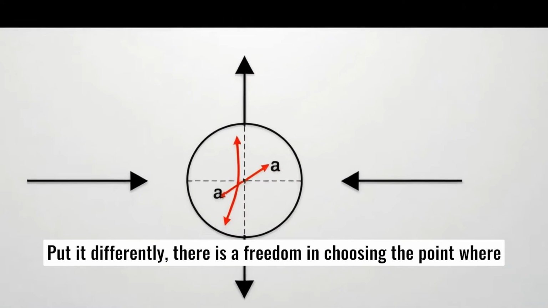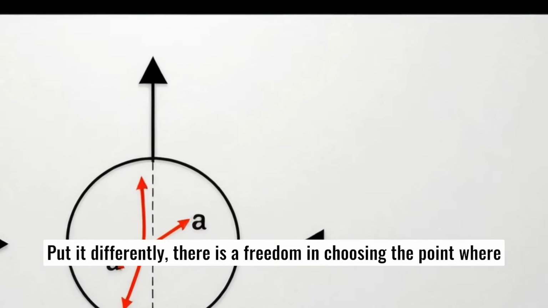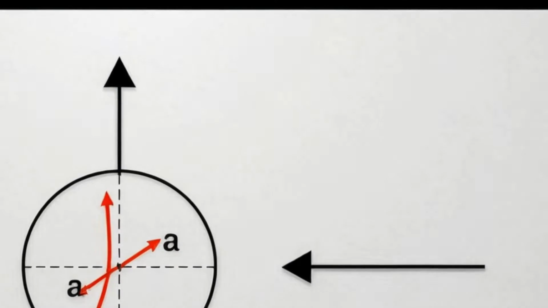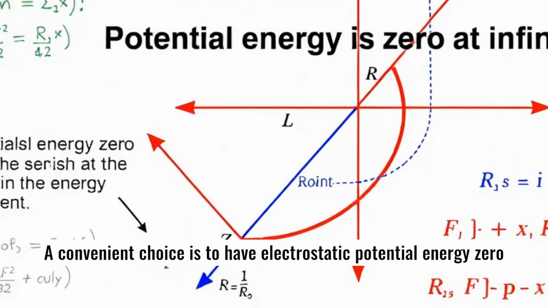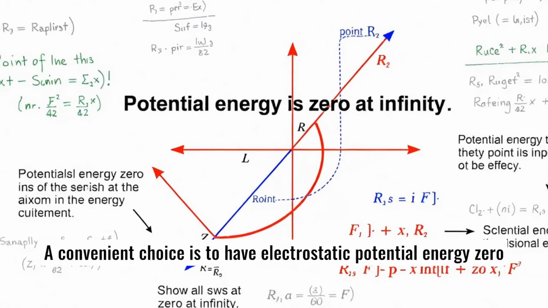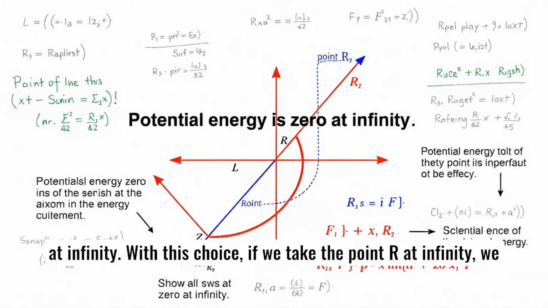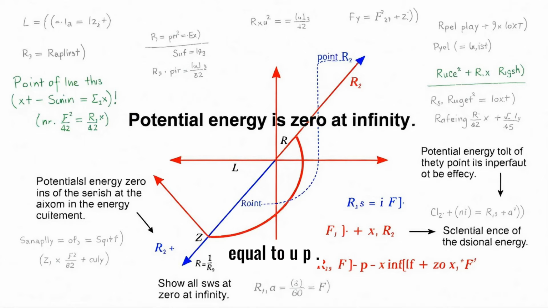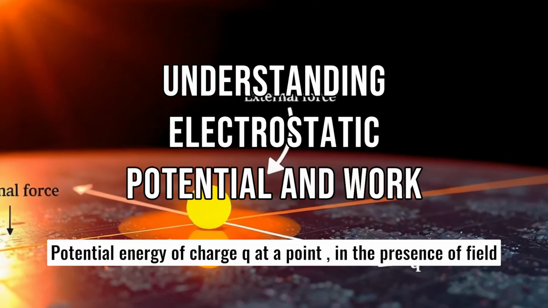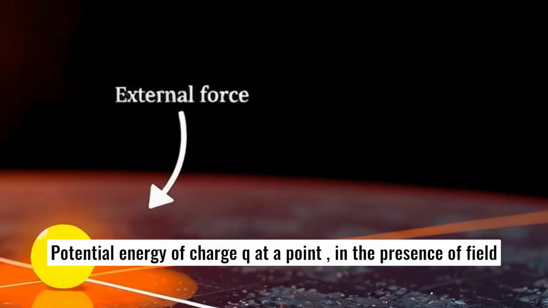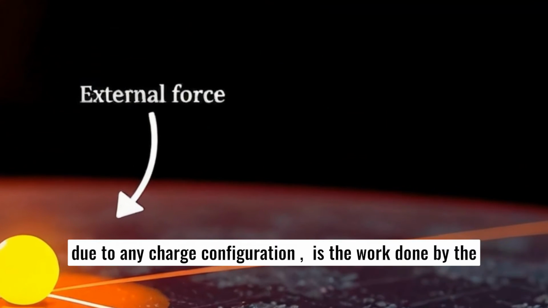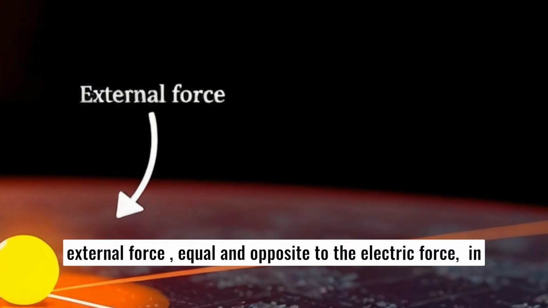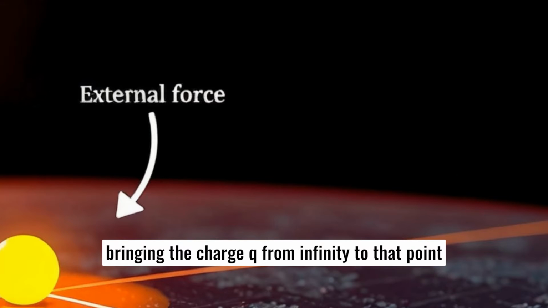Put it differently, there is a freedom in choosing the point where potential energy is 0. A convenient choice is to have electrostatic potential energy 0 at infinity. With this choice, if we take the point R at infinity, we get W infinity P is equal to UP minus U infinity, which is equal to UP. Potential energy of charge q at a point, in the presence of field due to any charge configuration, is the work done by the external force, equal and opposite to the electric force, in bringing the charge q from infinity to that point.